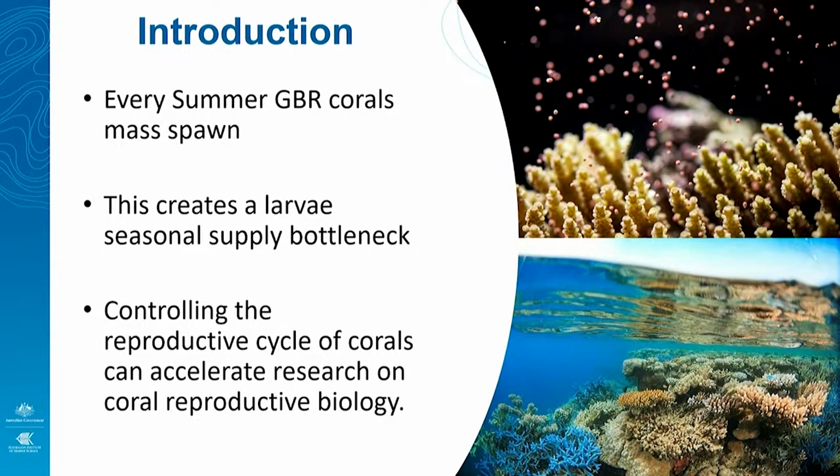Okay, so we should all know that every summer the Great Barrier Reef corals mass spawn, and it's great for reef renewal, but it actually creates a larval supply bottleneck, so we're restricted to those summer months to do any work on larvae. So we've always known that if we could control the reproductive cycle of corals, we could really accelerate that understanding of the early life cycle of corals and advance that work into the biology.